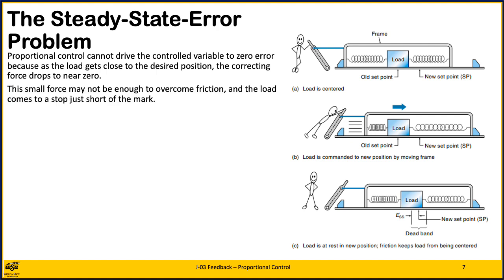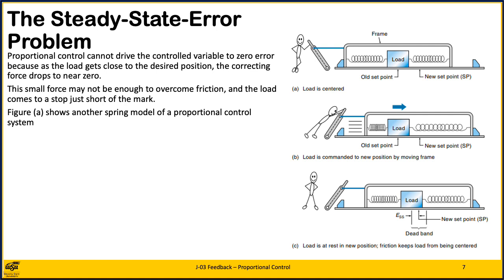This small force may not be enough to overcome friction, and the load comes to a stop just short of the mark. Friction, always present in mechanical systems, is a non-linear force that opposes the applied force. In fact, the load will not move at all until the friction force has been overcome. Figure A shows another spring model of the proportional control system.